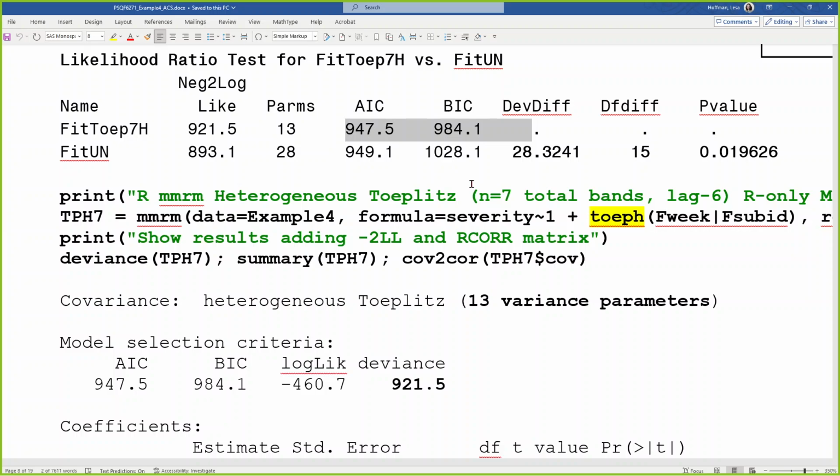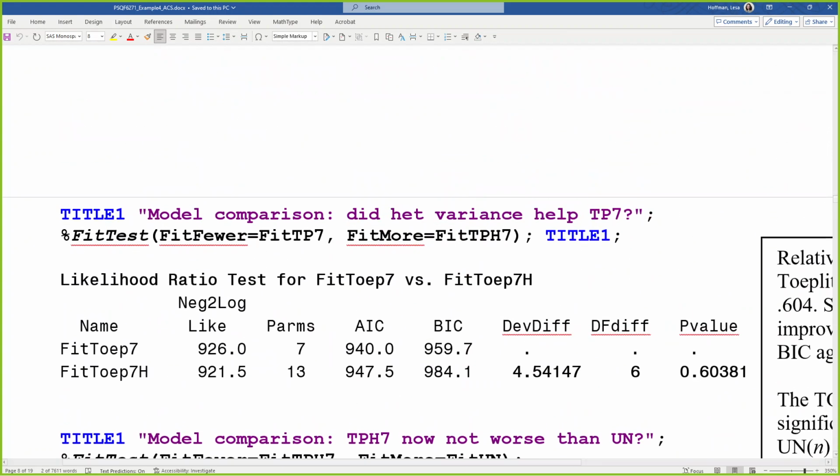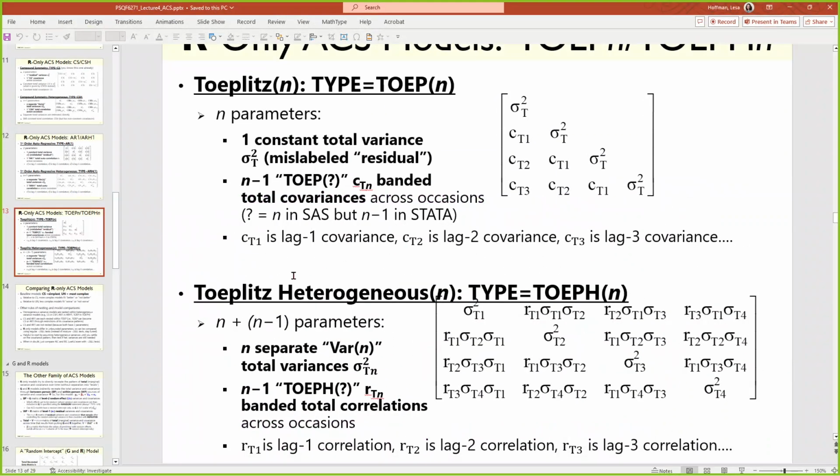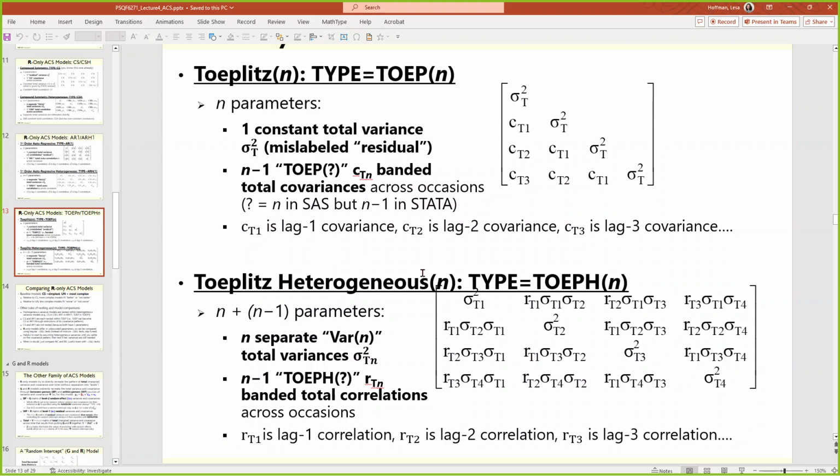I have a question for the heterogeneous Toeplitz model on slide 13. Slide 13, let me pull that up. So are we making any assumptions on R1, R2, and R3, or are they just estimated, whatever they are? They're each estimated as separate things. So R1 is one thing, R2 is a separate thing, not yoked together. Those are representing the correlation between occasions, right?